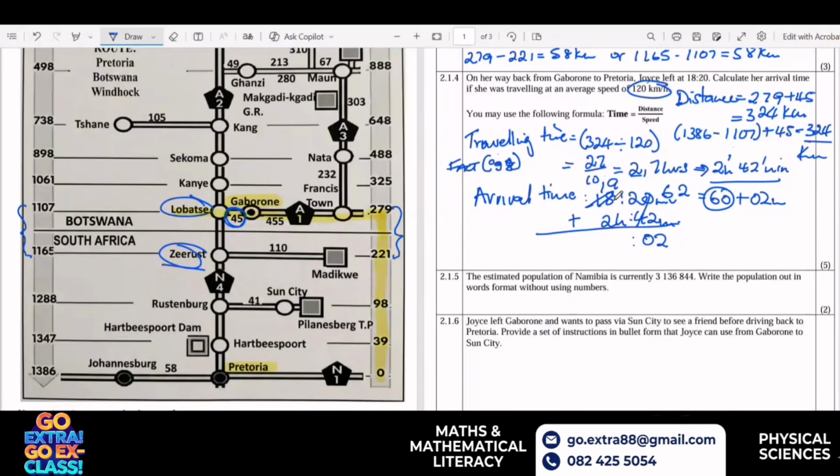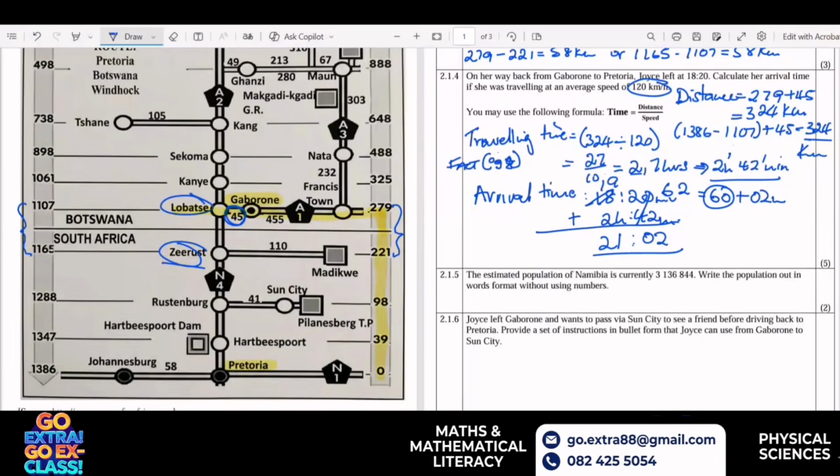Now you're going to come to this side of the hours, say 19 plus 2. Therefore, this is going to give you 21. So now the arrival time: they're going to arrive 2 minutes past 9. So that will be their arrival time. That's how you calculate this one. Now, let's move on to the next question.